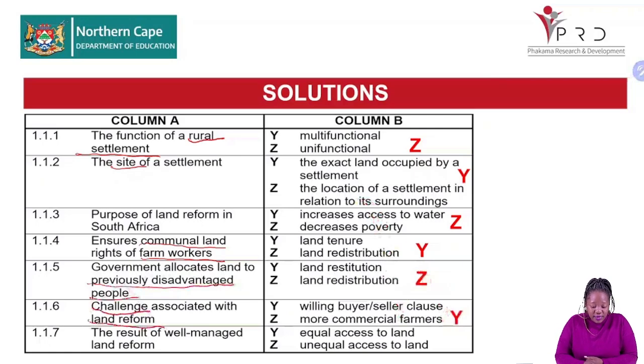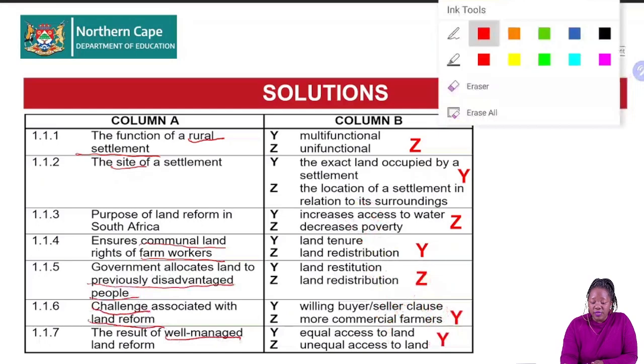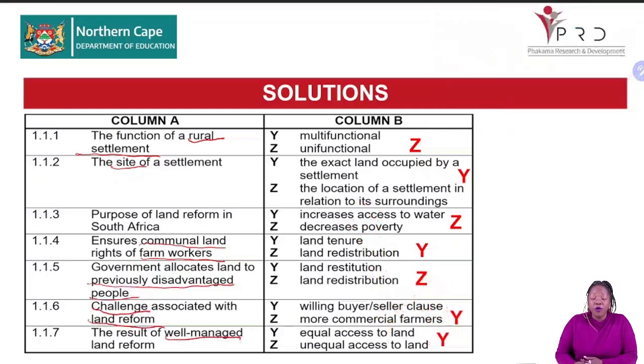Then number 7, the result of a well-managed land reform. There we are looking at Y, which is the equal access to the land, because we are looking at the well-managed land reform. So this is your figure 1.1. Remember your figure 1.1, it's up to 1 mark per question, which means it's 7 marks.